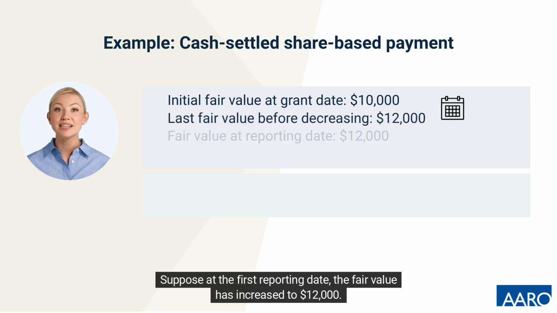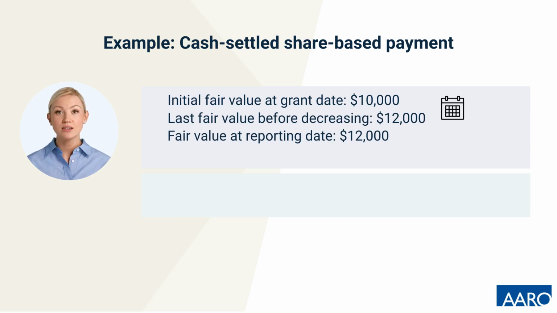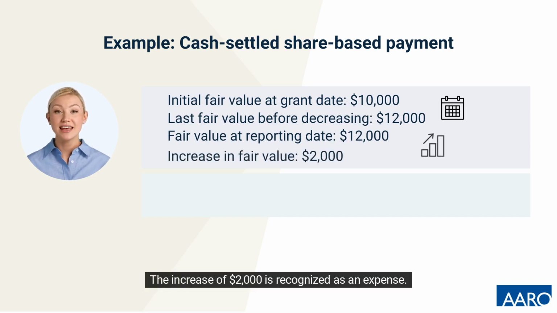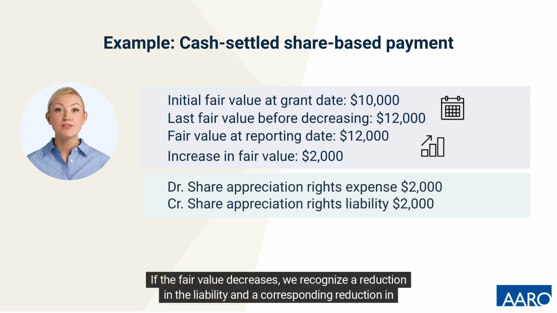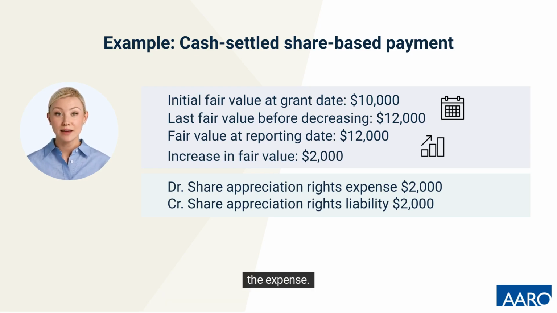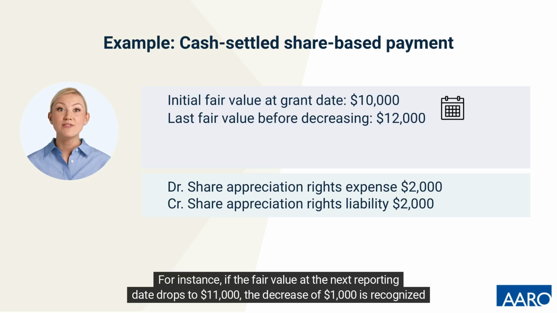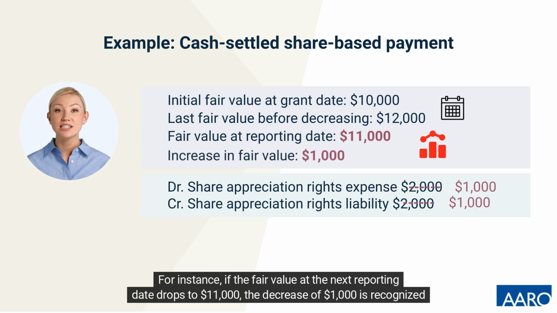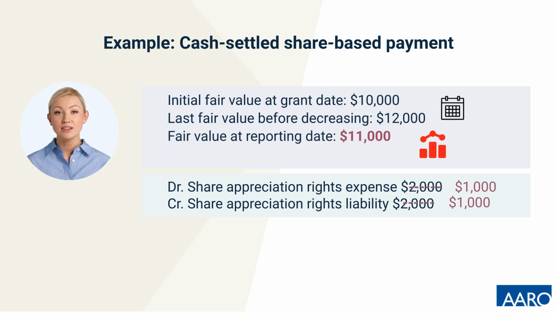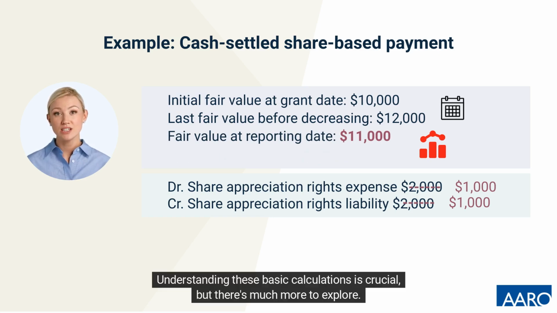Suppose at the first reporting date, the fair value has increased to $12,000. The increase of $2,000 is recognized as an expense. If the fair value decreases, we recognize a reduction in the liability and a corresponding reduction in the expense. For instance, if the fair value at the next reporting date drops to $11,000, the decrease of $1,000 is recognized as follows. Understanding these basic calculations is crucial, but there's much more to explore.